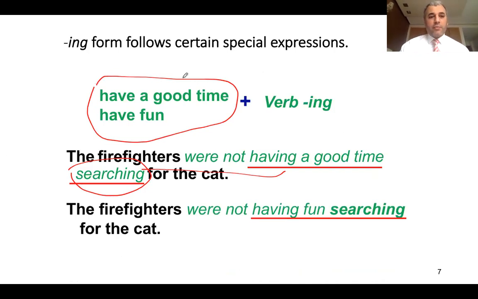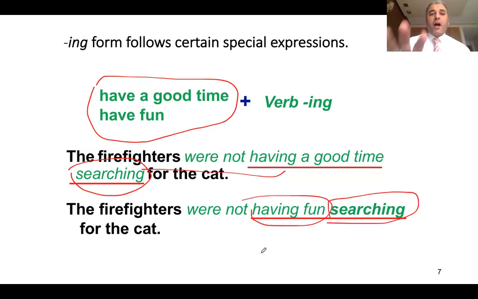So we have the next expression here, have fun. This is it again, have fun, okay? Followed by a gerund. So these are expressions that you need to remember, okay? You need to remember like this, that whenever you have them, they are followed by a gerund.